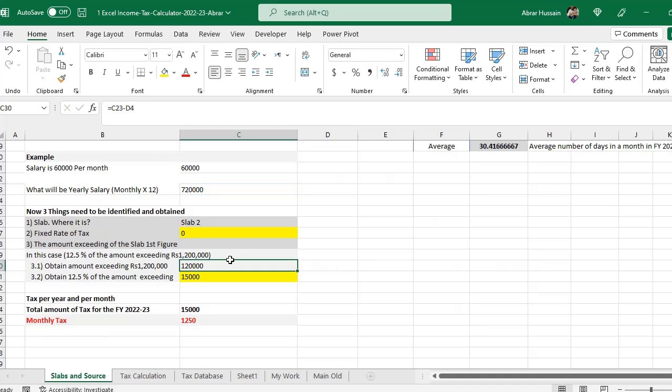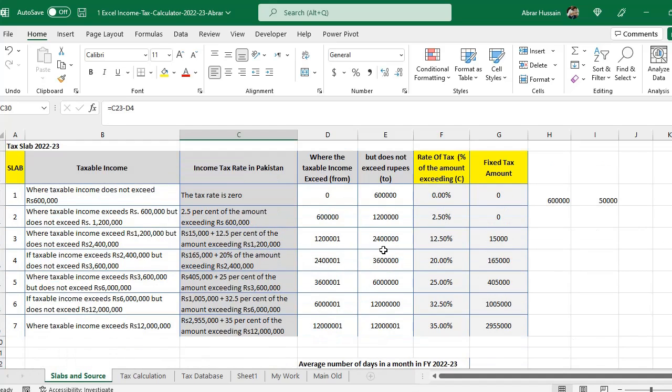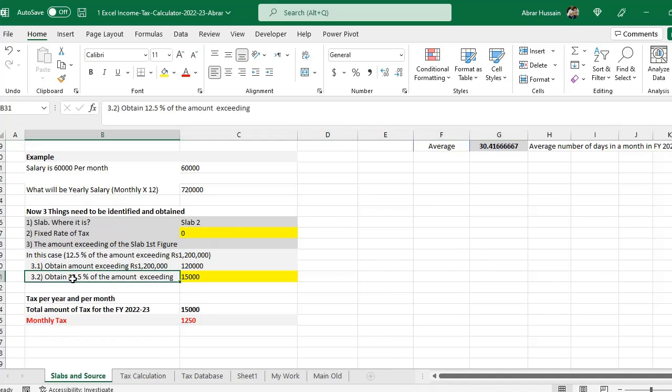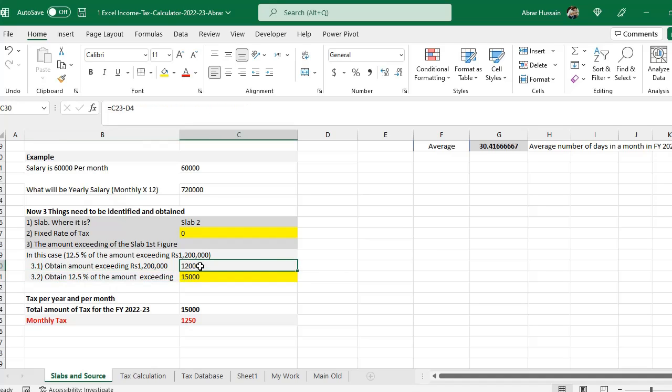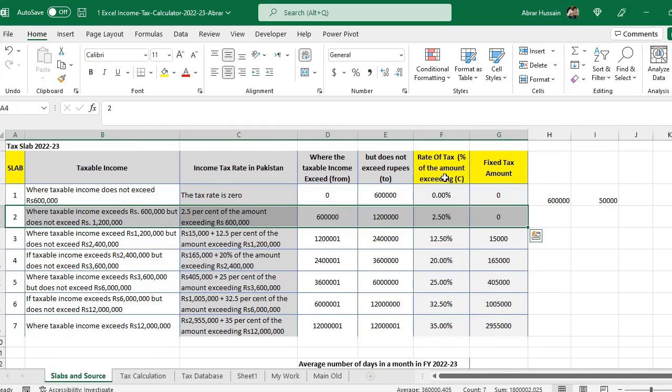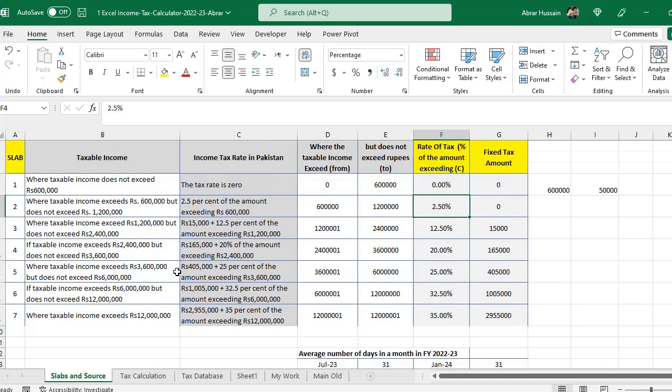Here you can see that my annual salary is 120,000 more than the starting point of this slab. On this slab you have identified the amount that is exceeding, and the amount that is exceeding is only 1 lakh 20,000, which is 120,000. So what is the percentage that needs to apply here? The third thing that you need is the percentage, that is 2.5%.